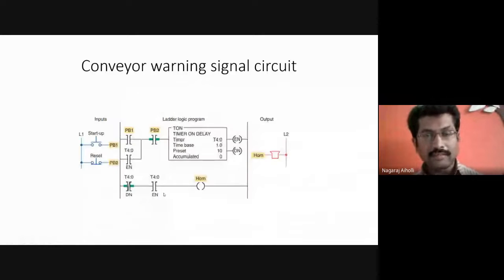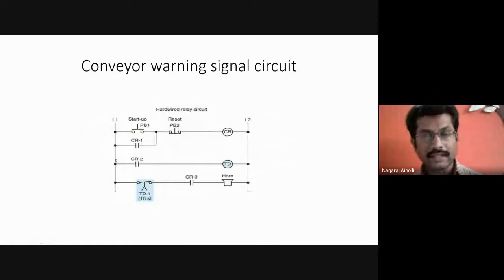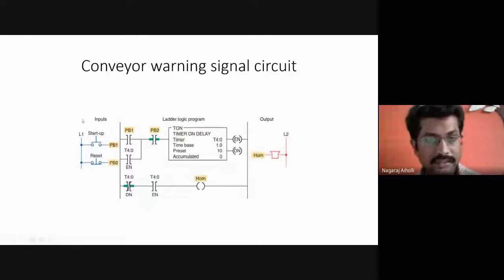The same in the form of the equivalent ladder rung diagram. Whatever we analyzed for the relay circuit, the same in the form of a ladder rung diagram. The startup switch, PB1, is an examine if closed instruction, and it is closed. The reset switch is also in the closed condition. When both are closed, the rung becomes true.